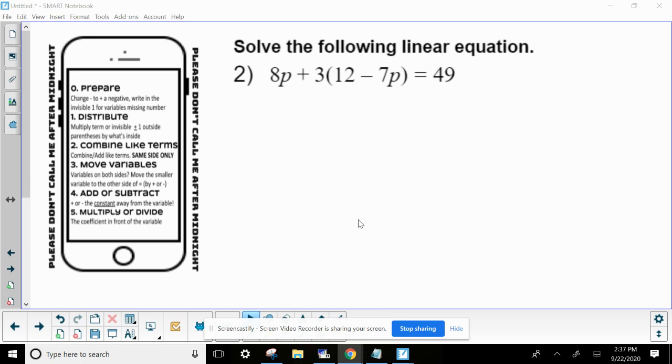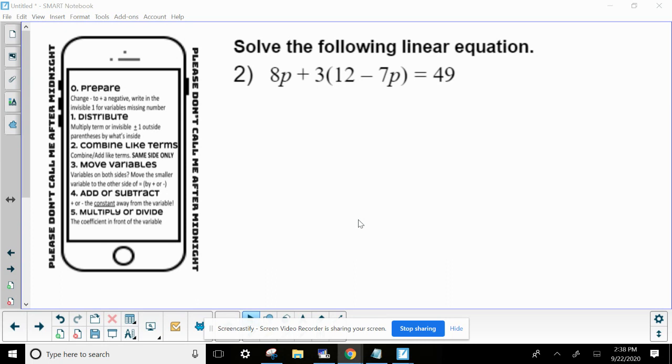All right, so here is a video for solving the following linear equation. This is problem 2 from your work. We have 8p plus 3 times the quantity 12 minus 7p equals 49.